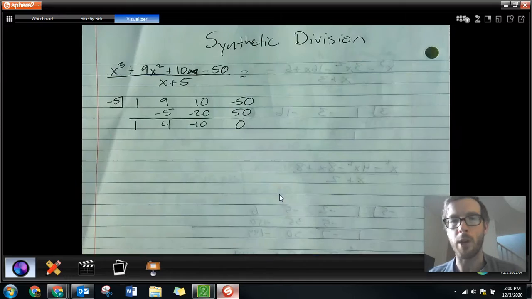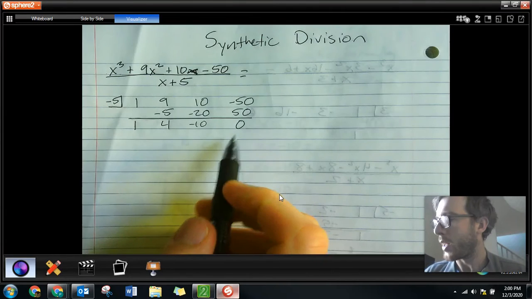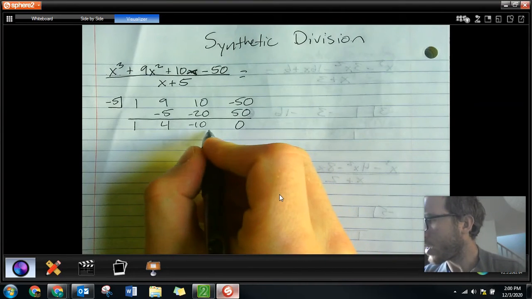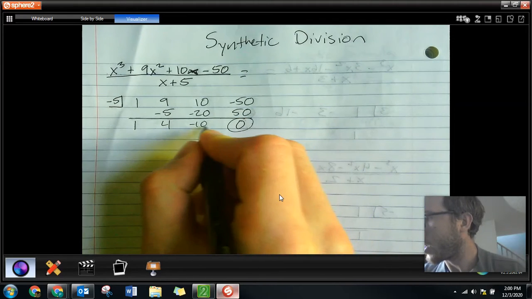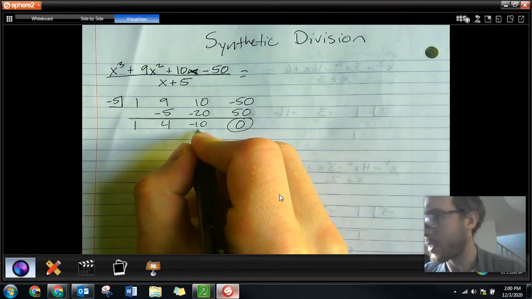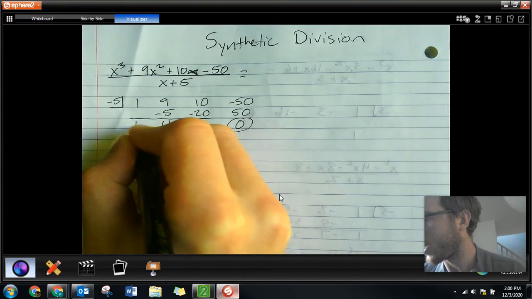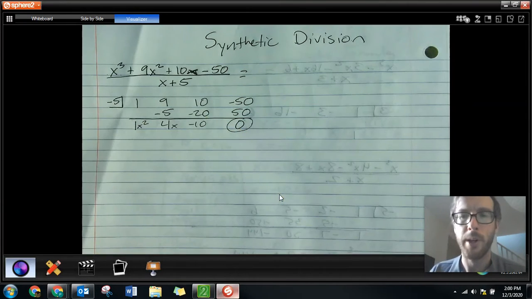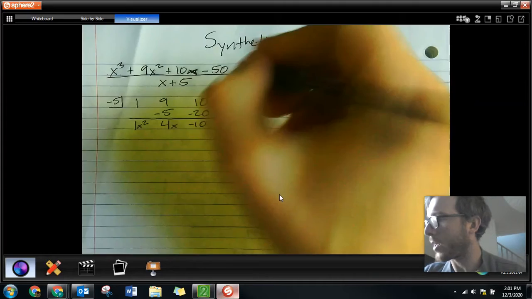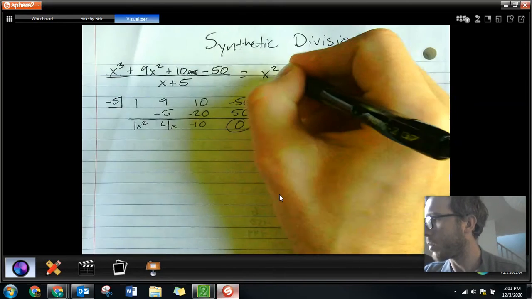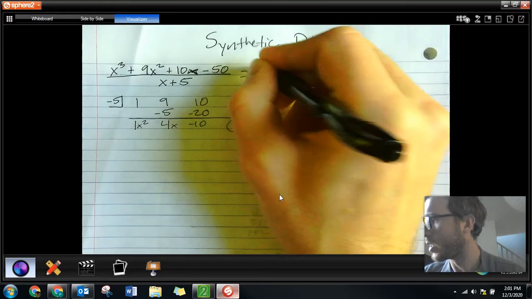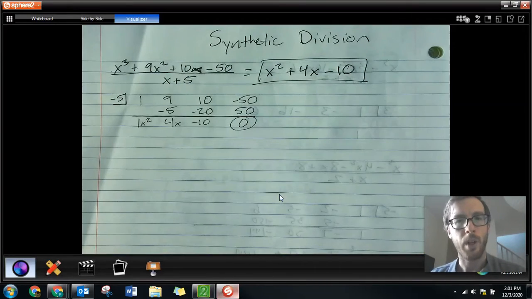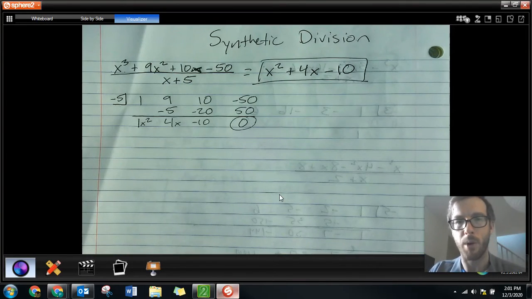So we have no remainder here, right? We end with a 0. And so the way that we write our response is we start, so this is our remainder, and we have this as a constant, negative 10 is a constant, and then x and x squared. You can kind of count up in the factor. So our final answer is x squared plus 4x minus 10. Okay, and there's our first problem.